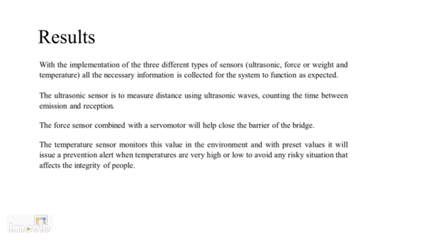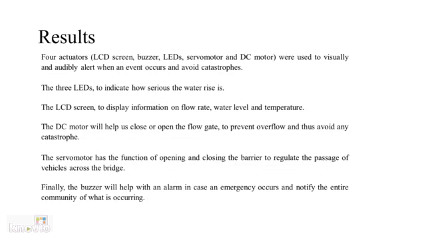The temperature sensor monitors this value in the environment, and with the present value it will issue a prevention alert when temperatures are very high or low, to avoid a risk situation that affects the integrity of the people of the town. So we have five actuators: LCD screen, buzzer, LEDs, servo motors, and DC motor. We use these to visually and audibly alert when an event occurs and avoid catastrophes.